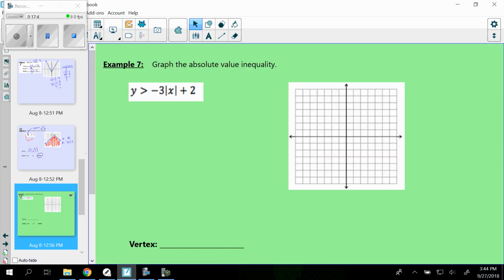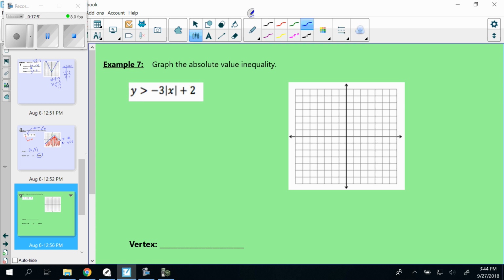Number 7, graph the absolute value inequality. So again, we've got an inequality one here. We're going to have to do some shading. Let's find our vertex first. It's going to be 0, since we don't have any other numbers in there, 2, which is right here.